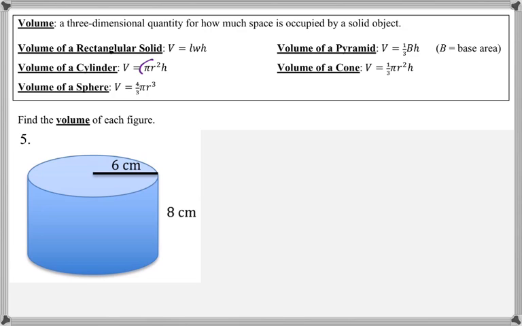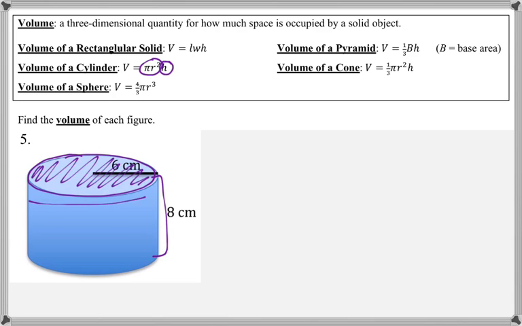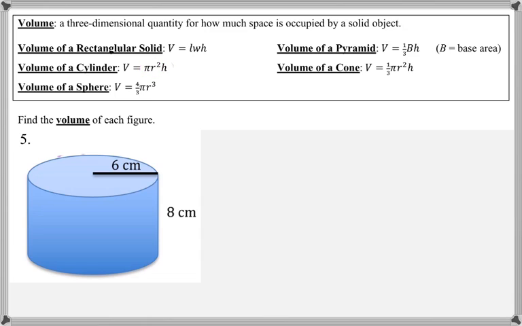but if you look at it, pi r squared, that is the area of a circle. So that would be like one pancake here. And then you're multiplying that by h, which is the height, or that's the number of pancakes that you have. So that's just kind of a funny way of looking at where the formula comes from.